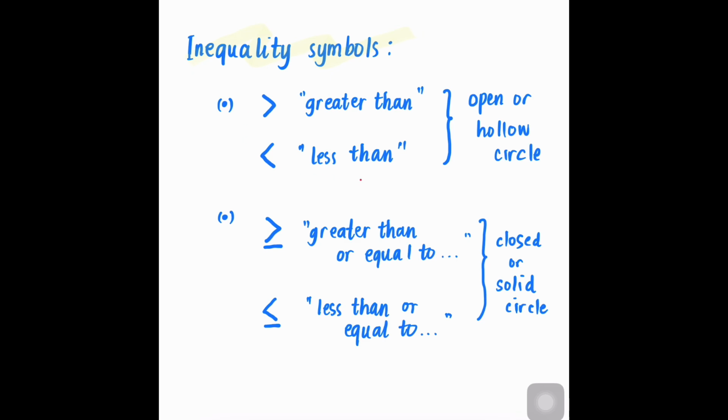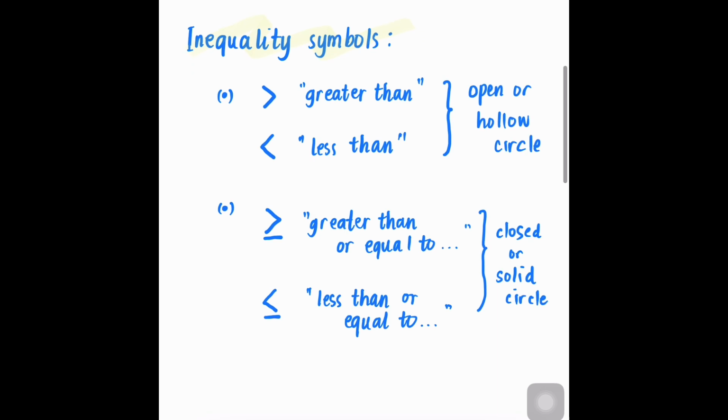So the first group right here, which has the greater than symbol and the less than symbol, tells you that your graph of the inequality will have an open or hollow circle. And for the next group, we have greater than or equal to and less than or equal to symbols. So if you see either of these symbols in an inequality, definitely your graph should have a closed or solid circle. To further understand this, let's take a look at the first example.